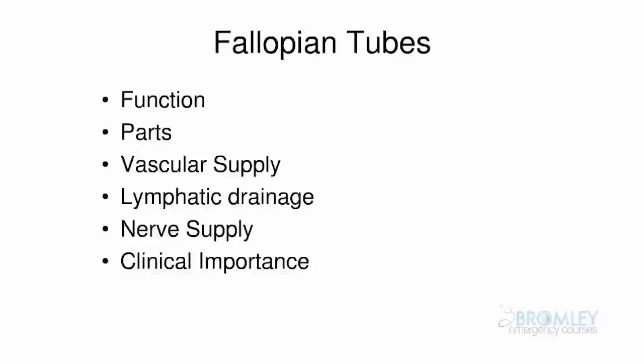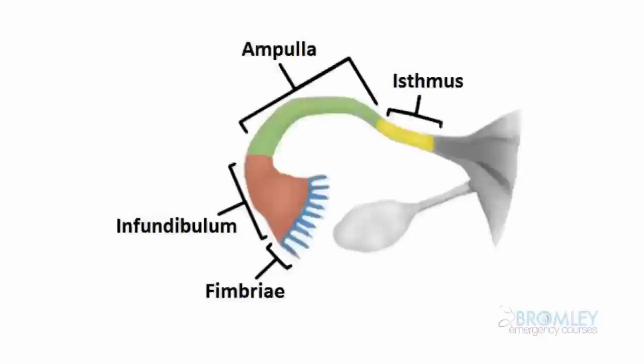Then you have the infundibulum, which is a funnel-shaped opening near the ovary to which these fimbriae are attached. Next, you've got the ampulla, which is the widest section of the uterine tube, and fertilization usually occurs here. And then you have the isthmus. Isthmus means neck, doesn't it? It is the narrow section of the uterine tubes which connects the ampulla to the uterine cavity. So 4 parts: fimbriae, infundibulum, ampulla, and isthmus.